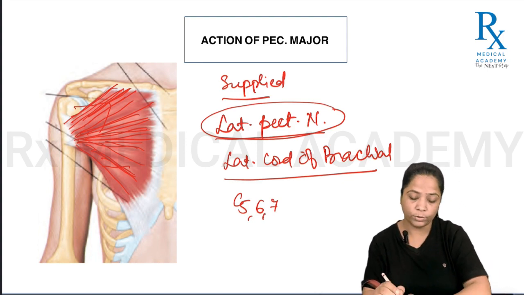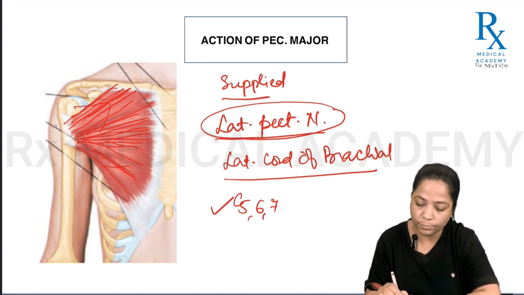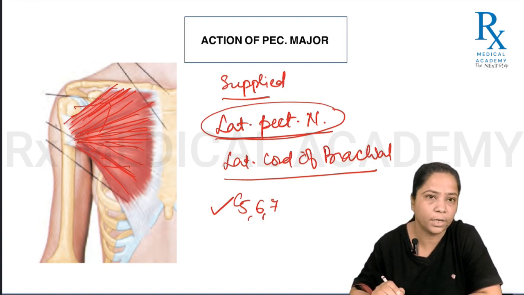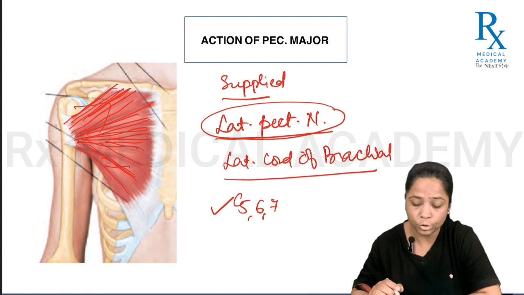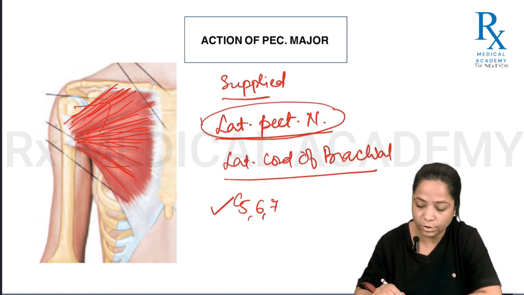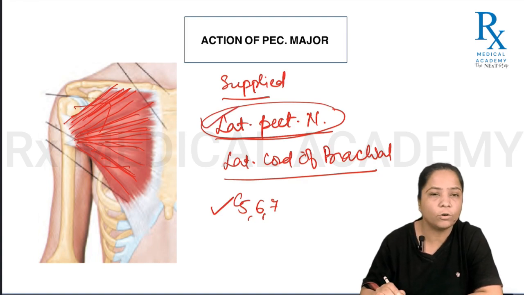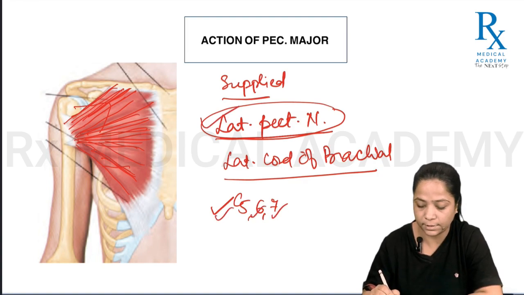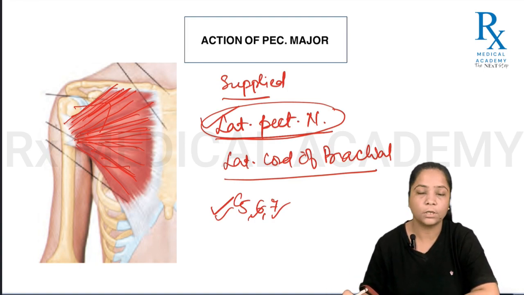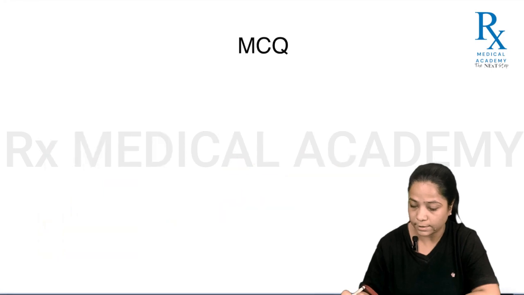So one MCQ is asked on the nerve root of the lateral pectoral nerve, and another MCQ is asked what is the nerve supply of pectoralis major muscle. So you have to remember the nerve supply of pectoralis major is the lateral pectoral nerve, and the root value of this is C5, C6, C7. So these are some MCQs which you will encounter in your entrance exams.